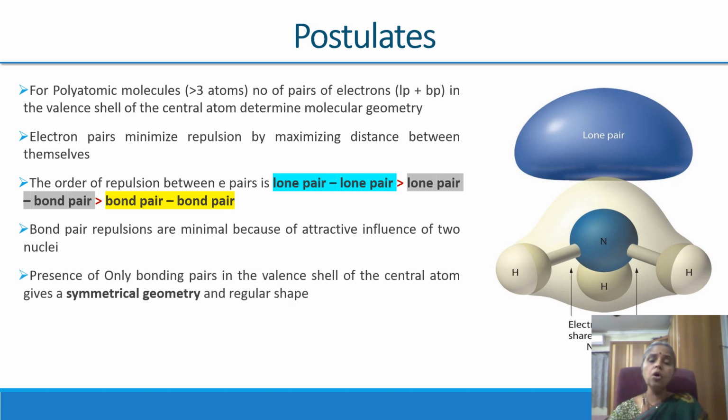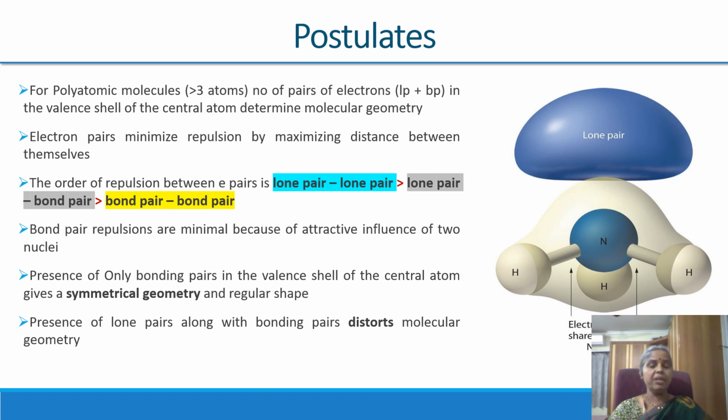Then presence of only bonding pairs will impart regular, symmetrical geometry. If the central atom has only bond pairs, it will give a regular shape or symmetrical geometry to the molecule. Then presence of lone pairs, hybridization could not explain. sp3 hybridization is there in oxygen of water, but bond angle is only 104, it has to be 109. Why is the deviation? Hybridization concept could not explain. Now we are getting the answer.